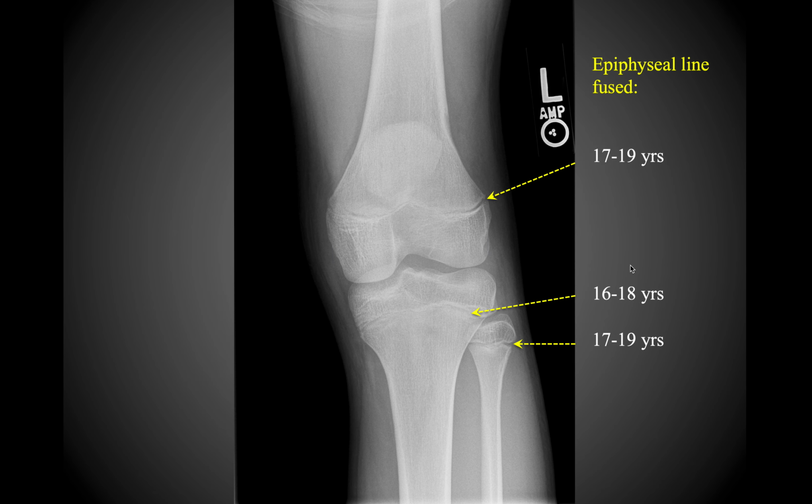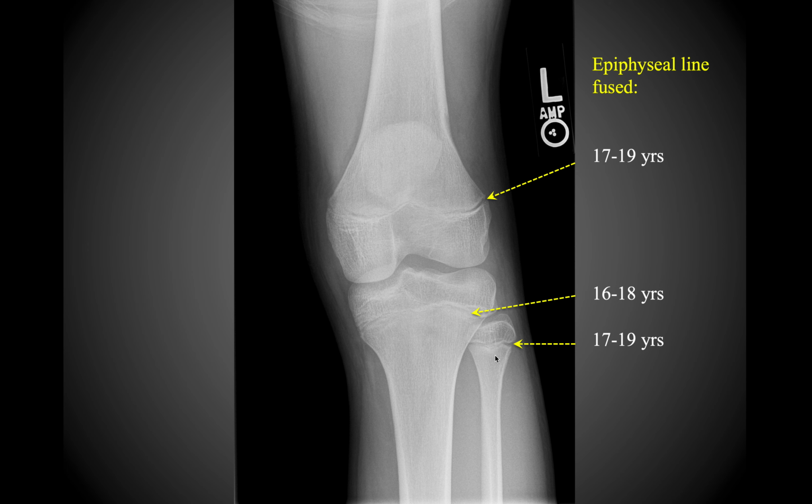And this is from an older child, and so you can appreciate the epiphyseal lines along the femur, tibia, and fibula. This gives you the approximate age at which these epiphyseal plates begin to fuse. You can see the tibia is usually one of the first of the three to start fusing, at about 16 to 18 years old. So I would guess this is probably about a 16-year-old patient that you're looking at.